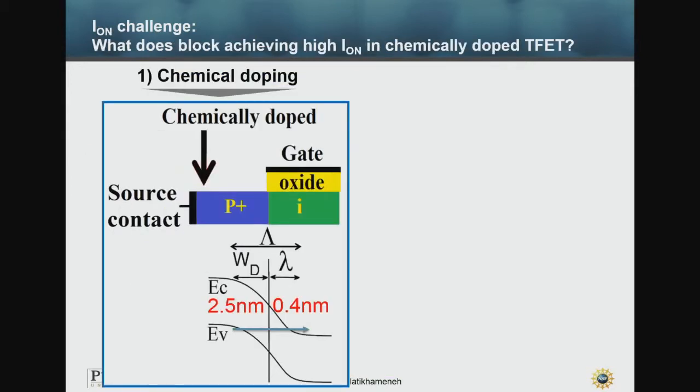But let's see why we couldn't achieve very high performance in 2D tunnel FETs. I talked about this lambda, and we could make it very small, like 0.4 nanometer. But since we have a depletion region in the source, you would see that even with the highest doping, like 1E20, we would still have a 2-3 nanometer depletion width. So the whole tunneling distance wouldn't be very small.